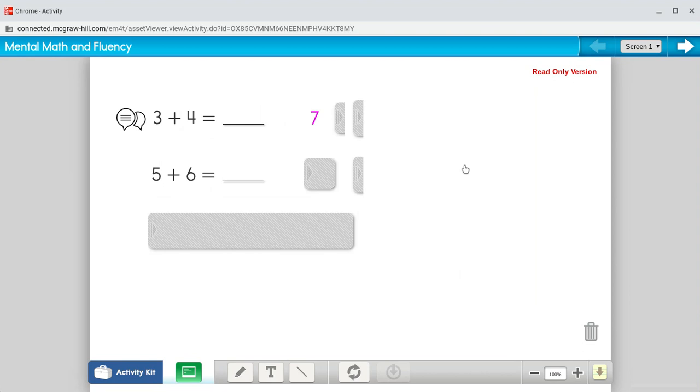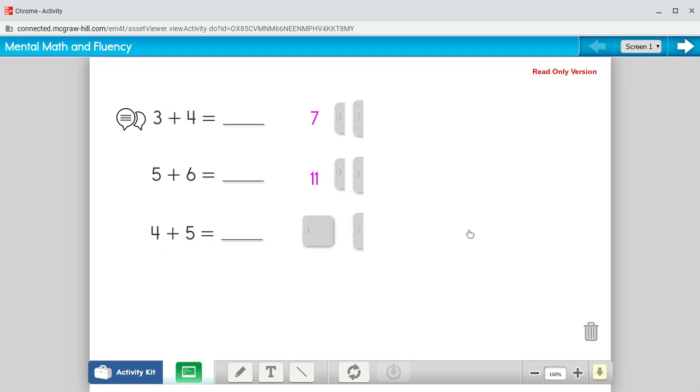5 plus 6. All right, I either know this fact already, it's a quick fact that I have in my brain, or I'm going to use a double fact to help me. I know 5 plus 5 is 10, add one more, or I know 6 plus 6 is 12, take one away. 5 plus 6 equals 11. Great job. And 4 plus 5. What is the sum of 4 plus 5? Think doubles if you need to, or you've already got the answer. 9 is it.